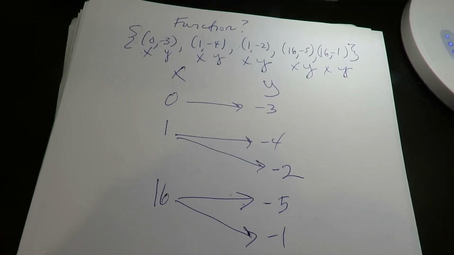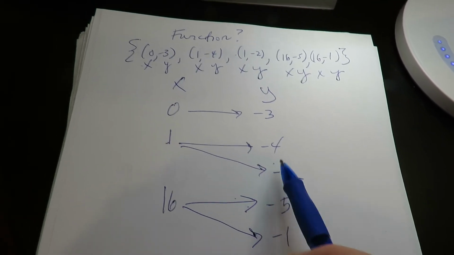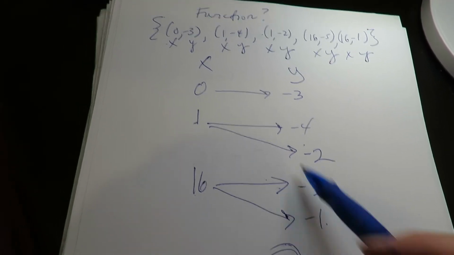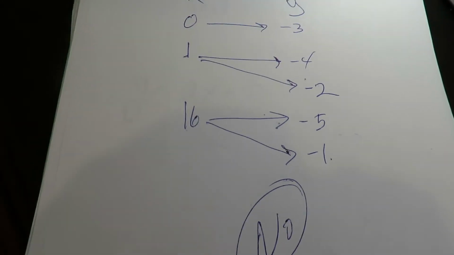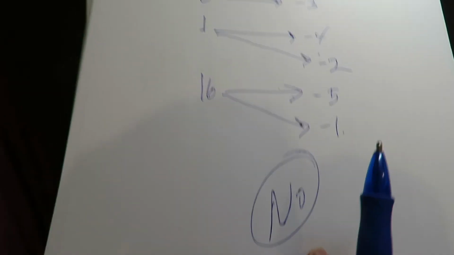Okay? Hopefully you're saying no, because this value is going to 2 outputs and this value is going to 2 outputs. So the minute you break the rule once, it's just broken. You can't fix it. So this is not a function.